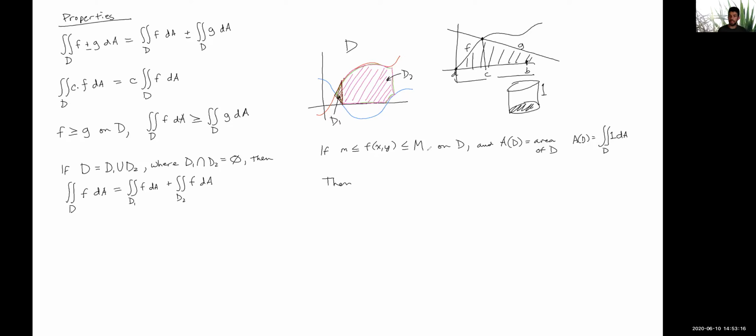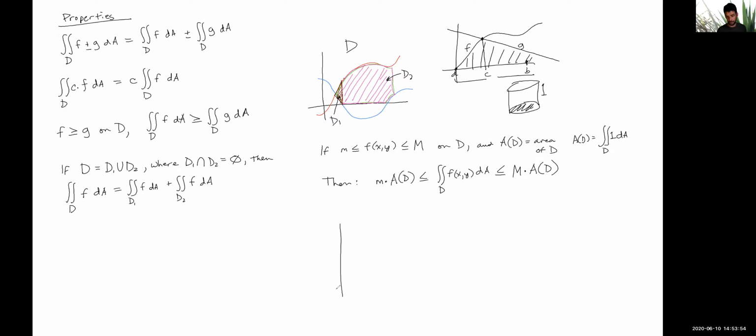So in any event, if we know the area of the region D and we know our function is bound between these two numbers, then we can say that if we take little m times the area of D, that must be less than or equal to the double integral of our function over D, which must be less than or equal to the large M times the area of D, right? So you're getting an upper and lower bound on the size of this integral, right?